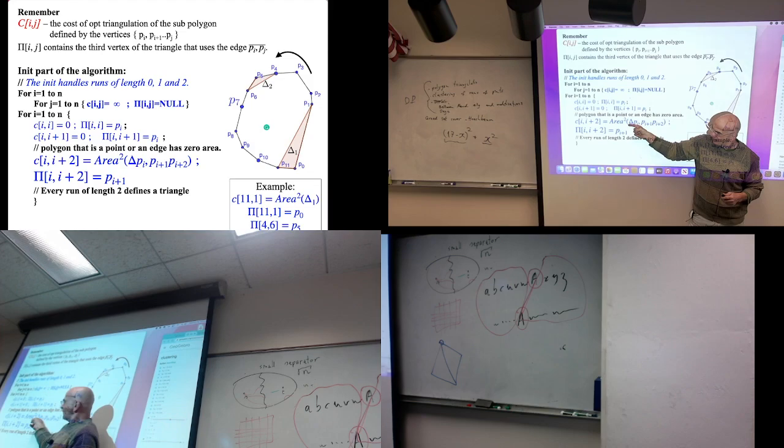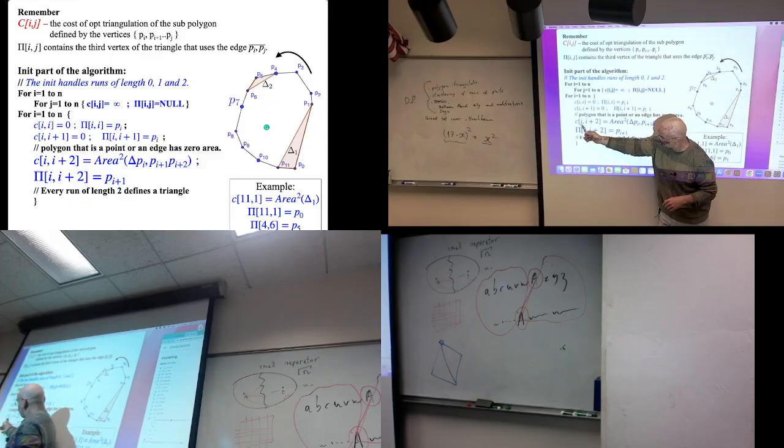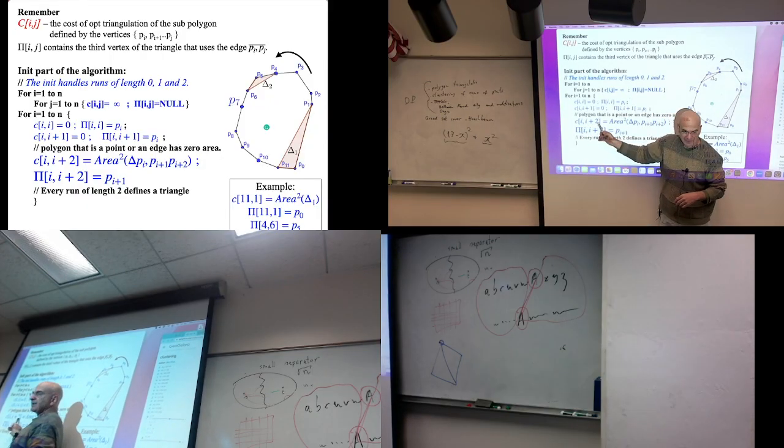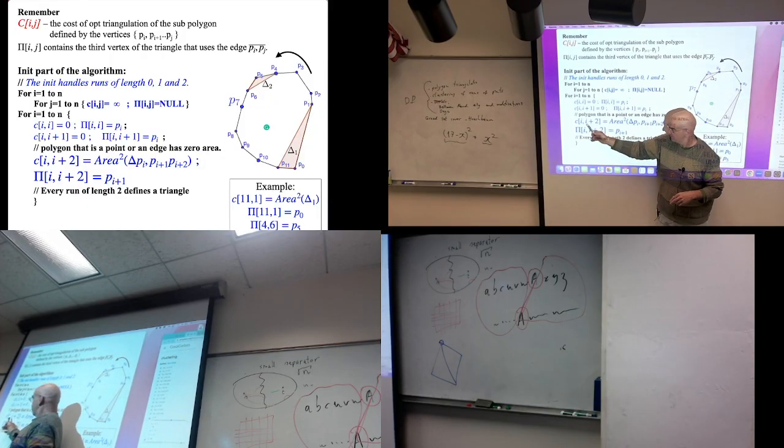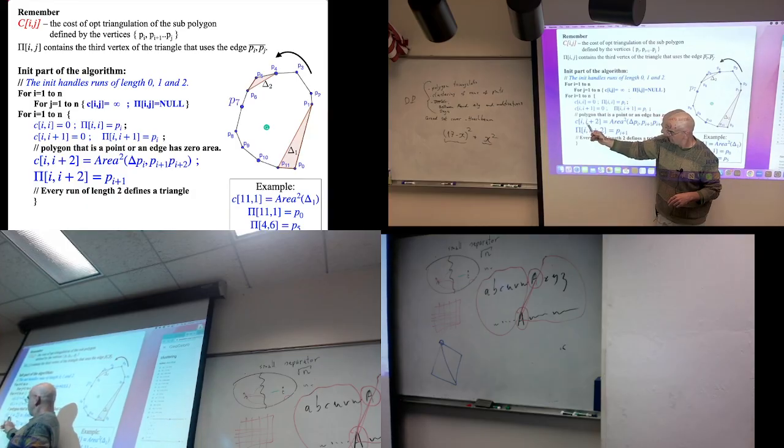The only part where I start to fill in the geometry is now, when I'm looking at all the runs of length 3. All the runs of 3 consecutive vertices. That is C(i,i+2). It covers the vertices Pi, Pi+1, and Pi+2. Runs of length 3.